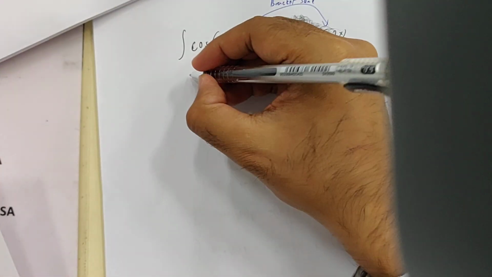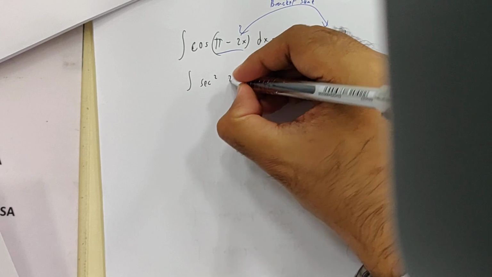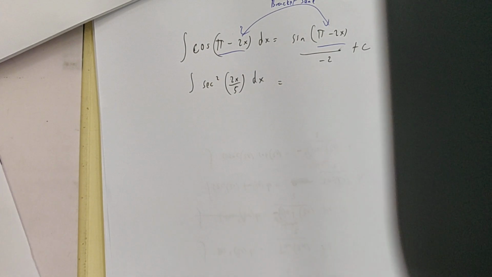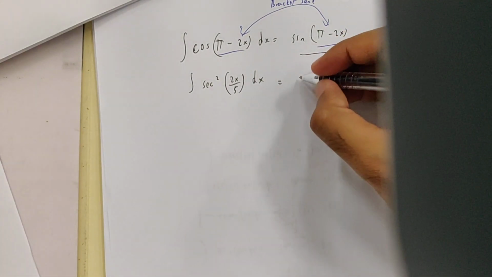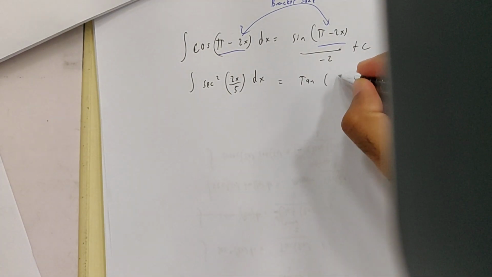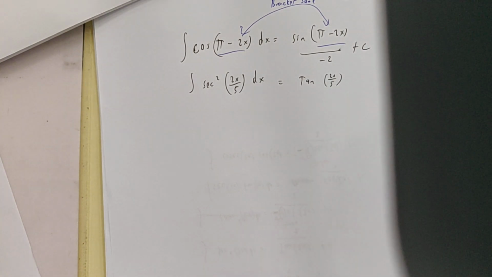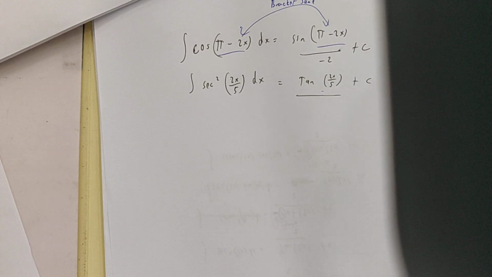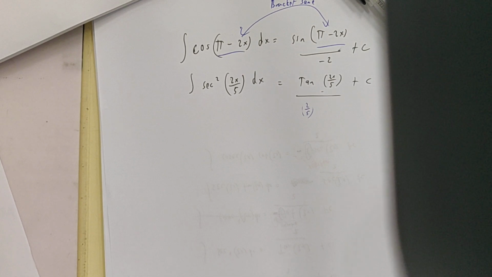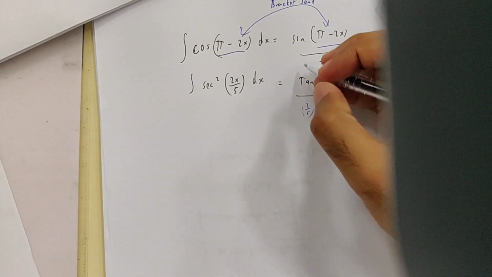So now a bit difficult. Integrate sec squared of 2x over 5. How? Tangent, yes, you are right. What's the bracket value? 2x over 5, you are right. Yeah, you can say plus c. Are we done? Over what? It's supposed to be over 2 over 5, but I should not be leaving my answer in that form. It becomes 5 tangent over 2.